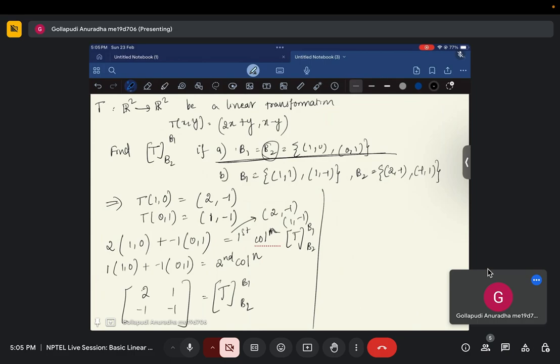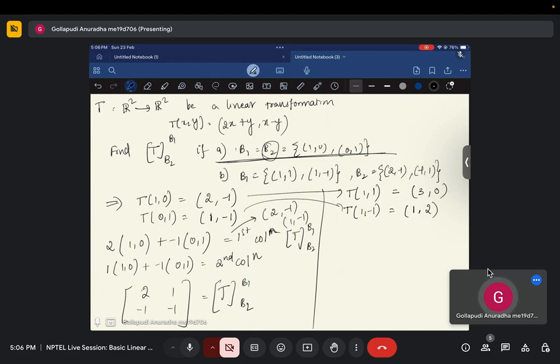Yes, ma'am. So I'm following the same steps. Here I'm doing T of (1, 0), which was the basis for B1, so I am doing (1, 1). So what should I get here? (3, 0), right? And here I was doing it for (0, 1). Similarly, same step here. So I'll be getting (1, 2), right?